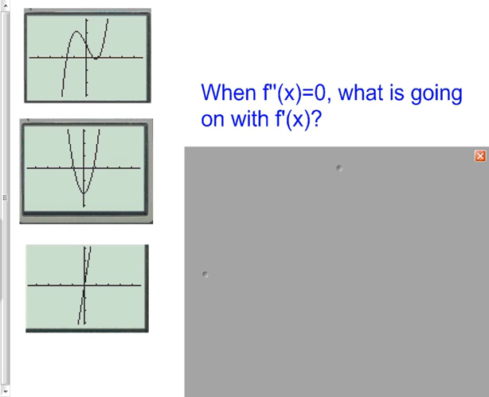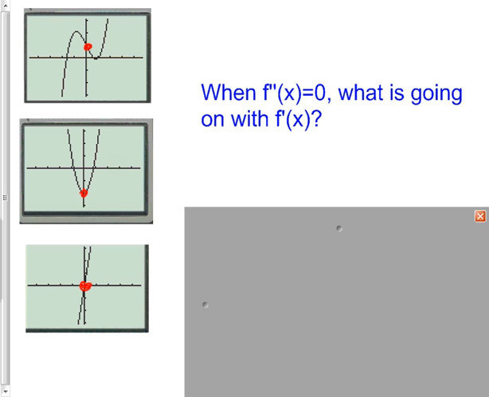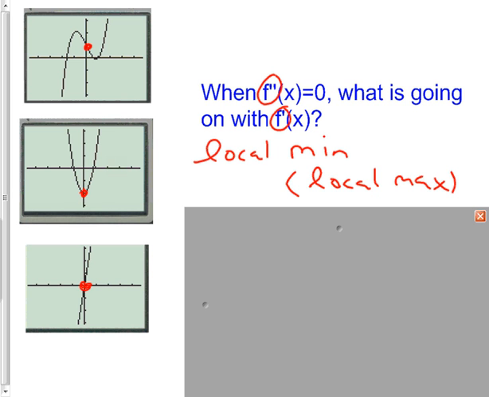What about when f double prime of x equals 0? So that is right here, here, and here. What's going on with f prime of x? Well, with f prime of x, in this particular problem, we have a local min, but we could also have a local max. Some of you hopefully are drawing the parallels, looking at the connection between f prime of x and f double prime of x is analogous to looking at f prime to f. We're comparing derivatives.